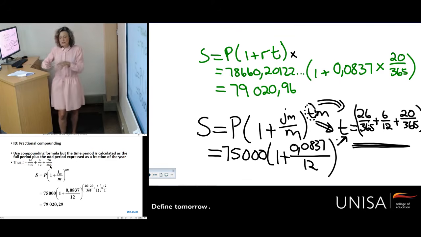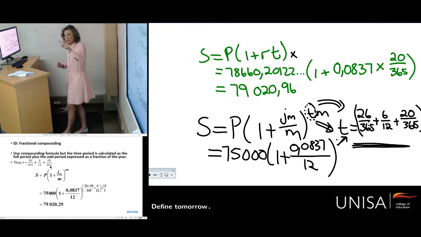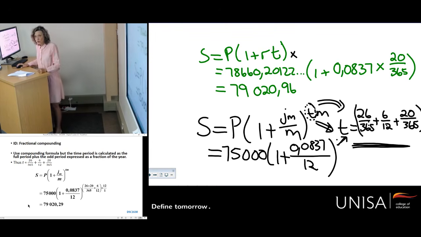Now let's say we didn't have question 1 where we actually drew our timeline. Then you first got to draw your timeline from the information in the question and classify those odd periods and full periods before you go over to the fractional compounding formula. So always remember, in the beginning I said, remember to draw your timeline. And your begin and your end date plus your interest dates, and then you determine the odd and the full periods. And that will then give you your T value that you use in your formula.